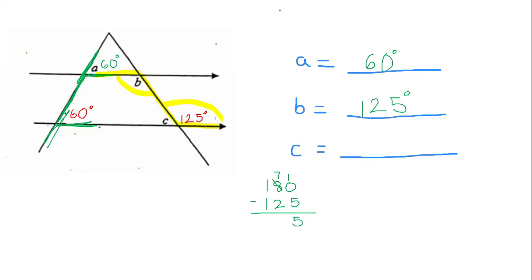Who's that speaking? Calvin? And 1 minus 1 is 0. So it's going to be what? 55. Very good. So it's 55. All right, so that means A is 60, B is 125, C is 55.